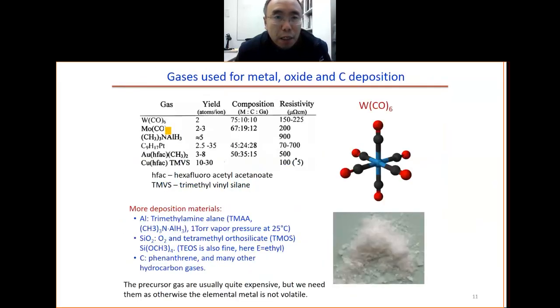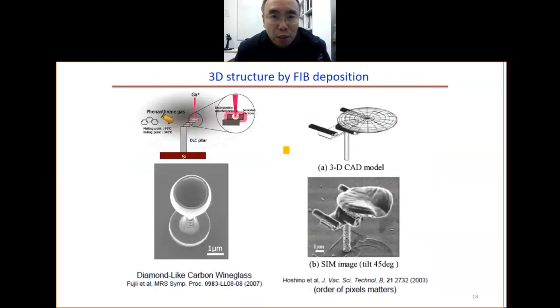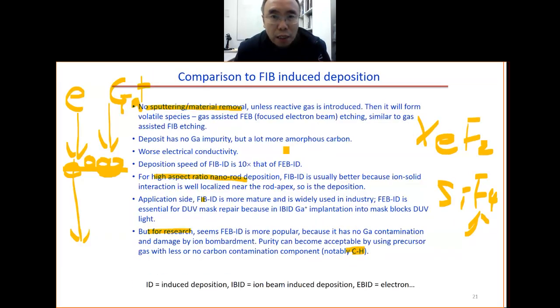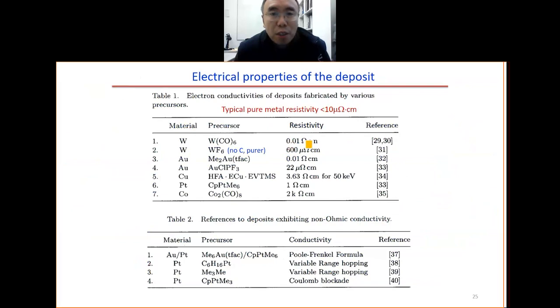You can see this is also the same gas, so we get about 200. This one is about 200 micro ohm centimeter. So this one is 200, and this one is 0.01. This is much higher than the ion beam induced deposition. So when there is no carbon, using WF6, no carbon, it is better, but still it's not very good. It's still higher than the ion beam induced deposition.